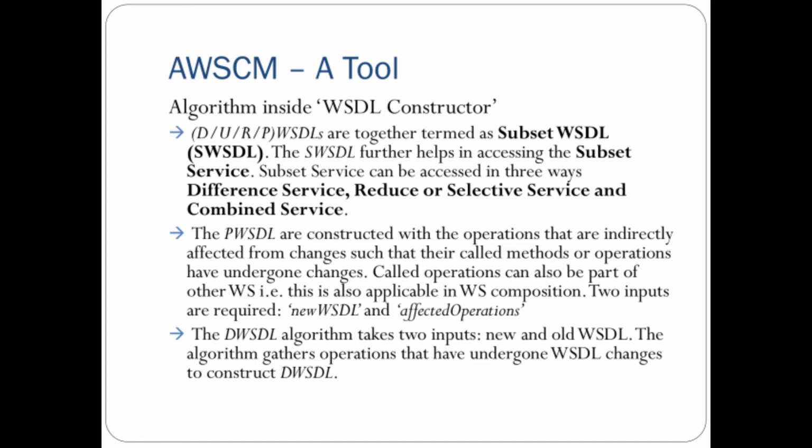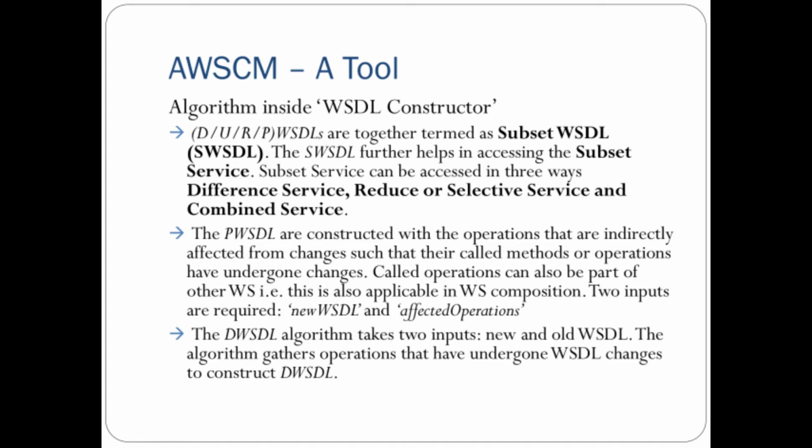Then parameter WSDLs are constructed for the operations that are internally affected by the changes. So the internally affected call graphs are captured with the help of the parameter WSDL, and their methods and operations which underwent the changes are captured. Next, called operations are analyzed with this parameter WSDL for the applicability of web service compositioning. So web service compositioning, like mashups and all these things, could be analyzed with the help of the parameter WSDL.